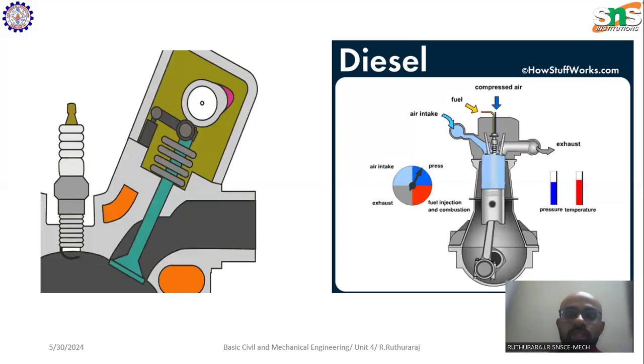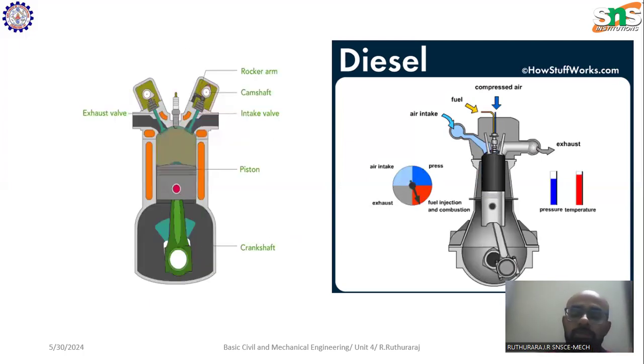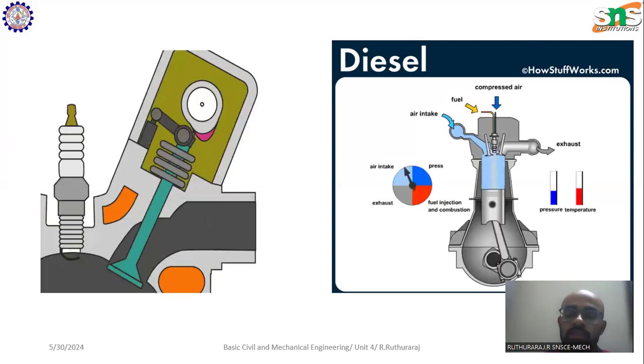So this is the basic working of a petrol and a diesel engine. The major difference here is that in a petrol engine a spark plug is used, while in a diesel engine a fuel injector is used.